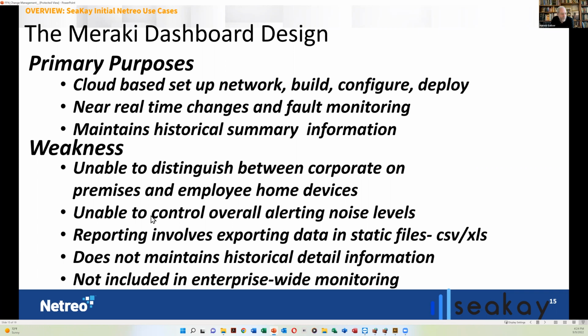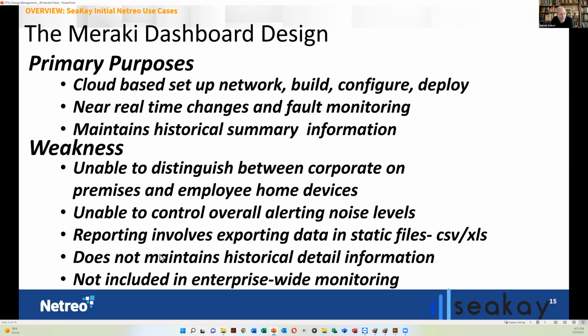It's very difficult within the Meraki environment to control alerting noise levels. And when you overlay that in a Netreo environment, you run into some challenges. There's also the question of how you glean the information from the Meraki environment, and how you have real-time monitoring. Netreo does provide a platform to do a lot of that.